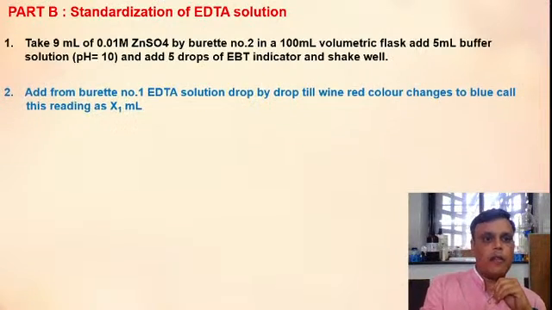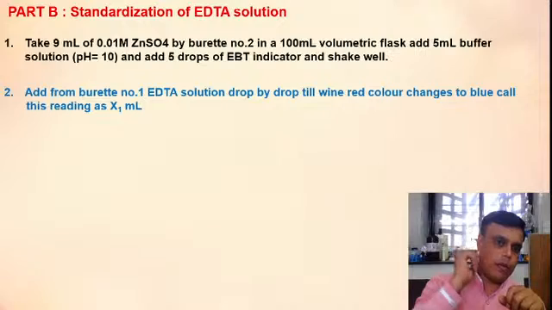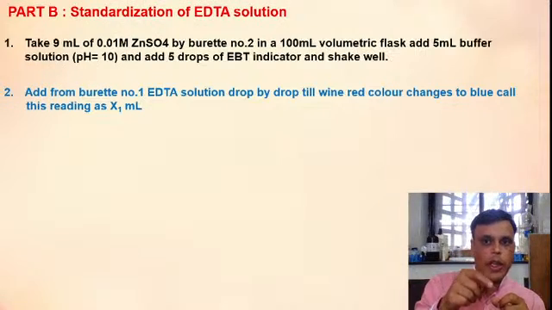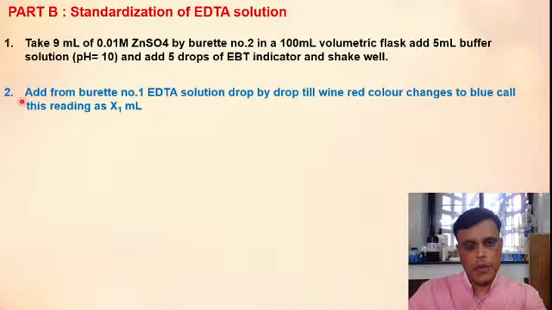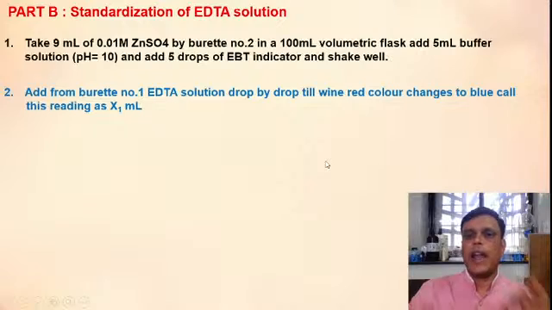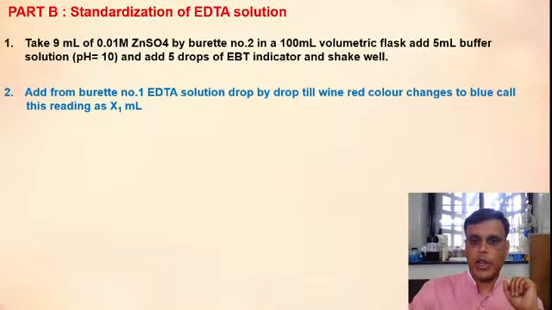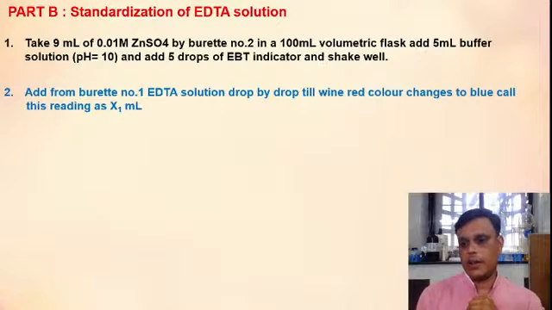Then next step. Burette number 1 contains EDTA solution, so from burette number 1 you have to add EDTA solution drop by drop into the conical flask till the wine red color changes to blue. This is your second step. At that point, wine red to blue is your end point, and you have to see the reading and write down that reading as x1 ml.